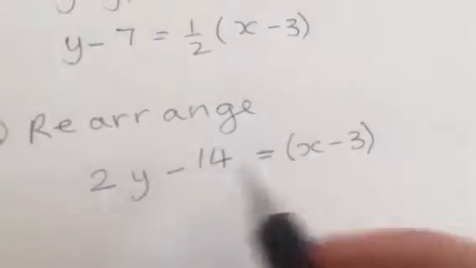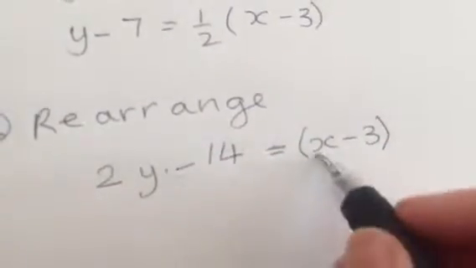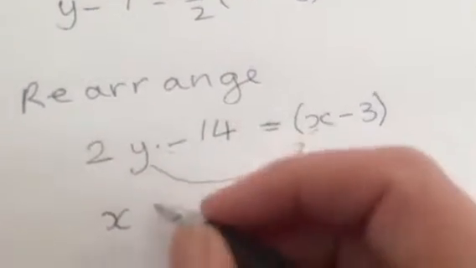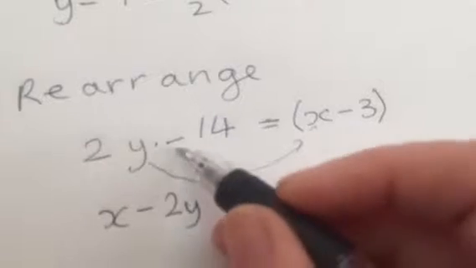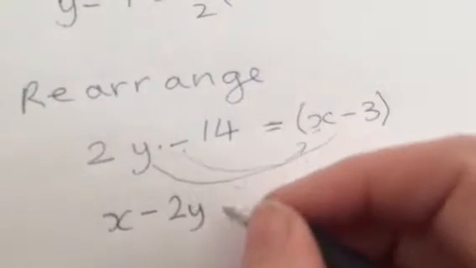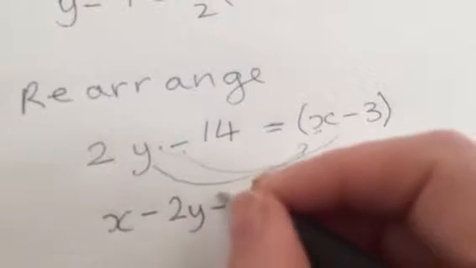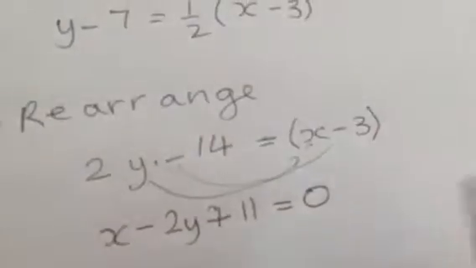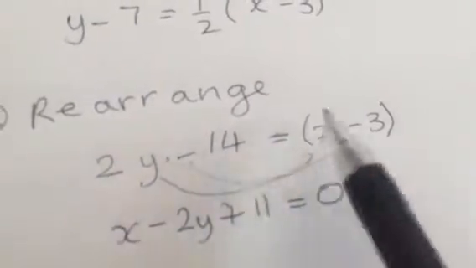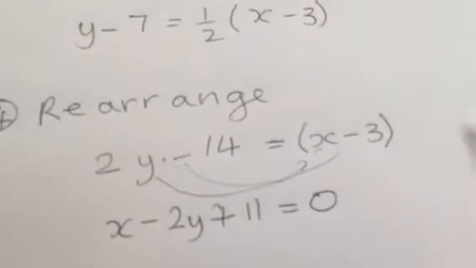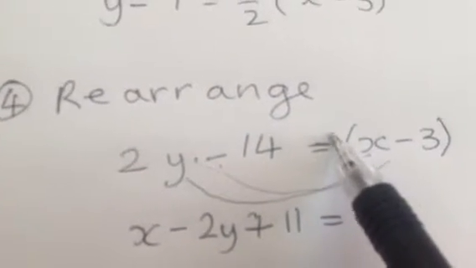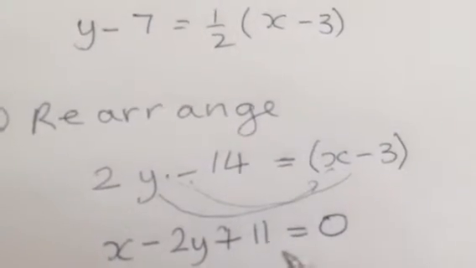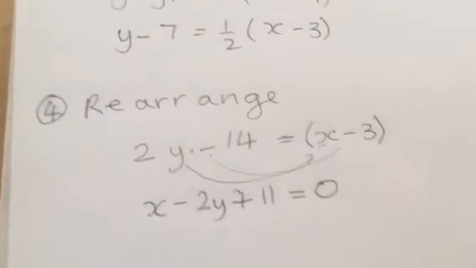And then I next move things from side to side. So I'll move everything onto this side. So I've got an x there. I'll move my y across, it becomes minus 2y. I'll move my minus 14 across, it becomes plus 14. So I've got 14 minus 3, which is plus 11, and that's equal to 0. Be really careful about the rearranging step, because people often make mistakes there, and be particularly careful if you have a negative sign in front of the bracket, because remember that affects the whole bracket, and that's how you find the equation of a straight line.